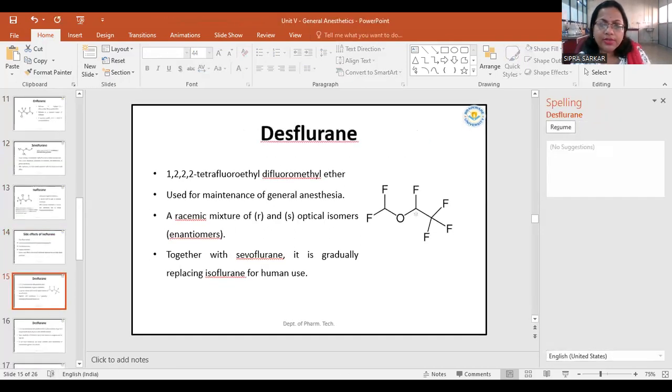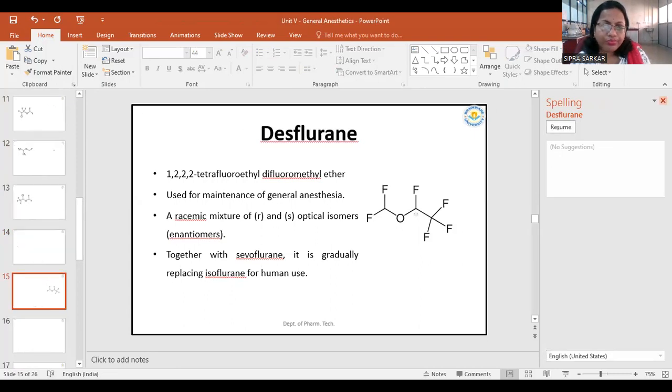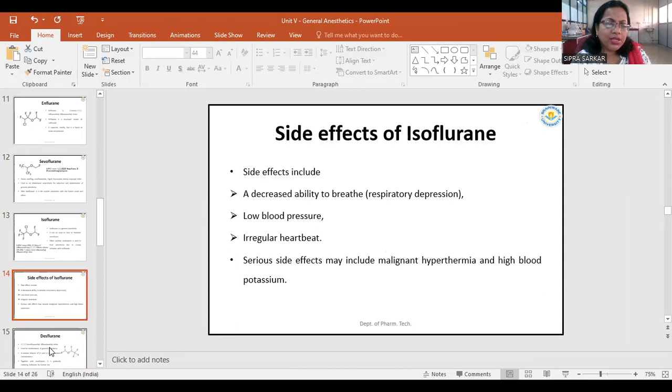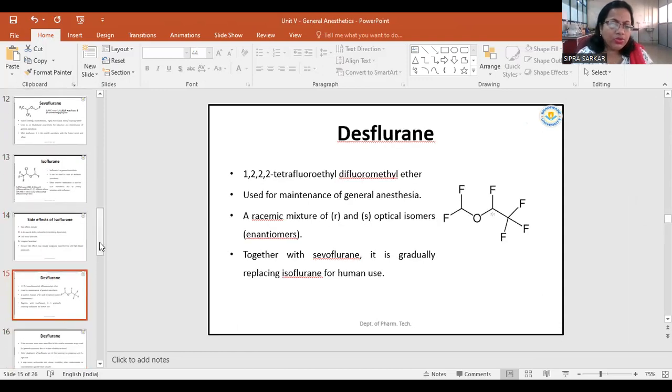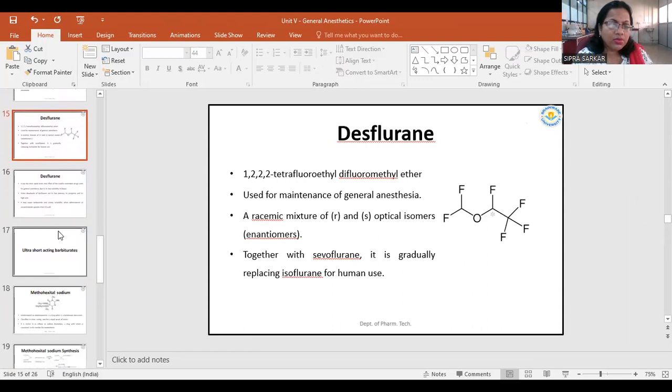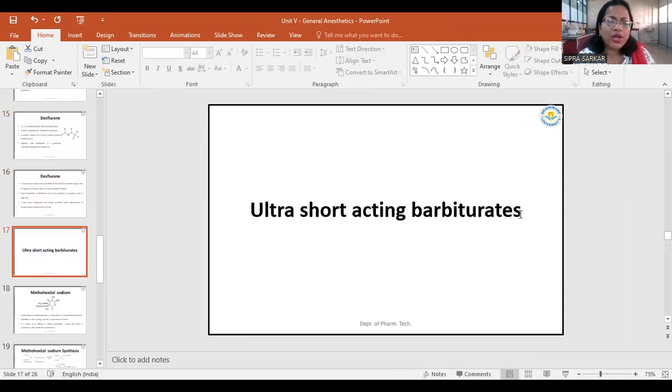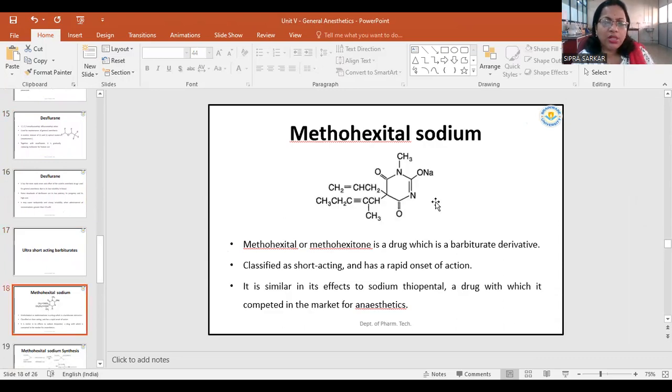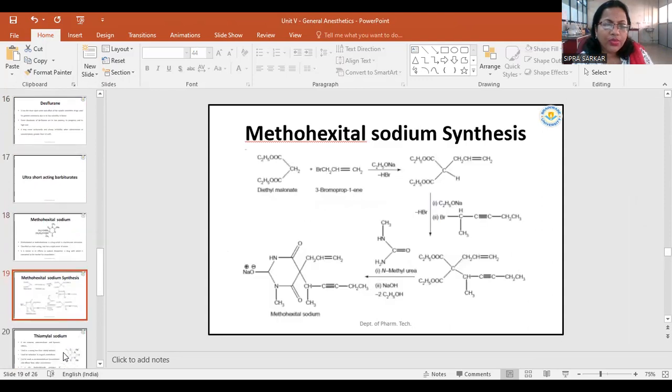Next, we are going to categorize another drug. So, other different drugs are there, desflurane and ultra short acting barbiturates. These drugs produce faster action, like methohexital sodium. This is one category. Methohexital sodium is injectable. It is a barbiturate, classified as short acting and has a rapid onset of action. It is similar in effects to sodium thiopental, a drug which is used for short anesthesia. Methohexital sodium synthesis you have to study.